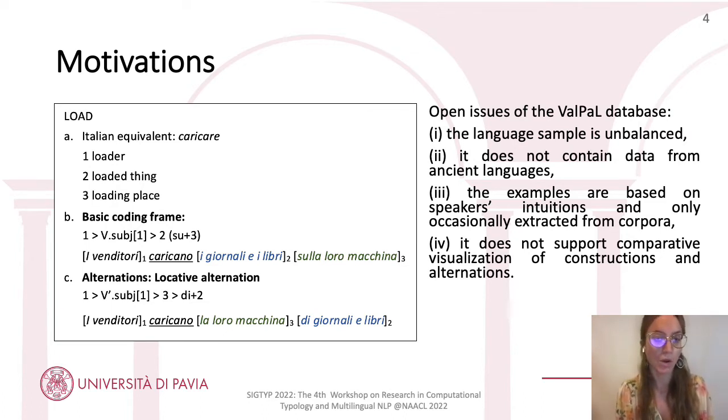There are, however, some open issues of the ValPaL database. So first, the language sample is unbalanced. The database does not contain data from ancient languages. The examples are based on speakers' intuitions and only occasionally extracted from corpora, and the database does not support comparative visualization of constructions and alternations.